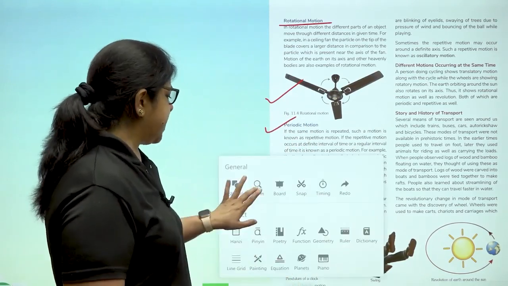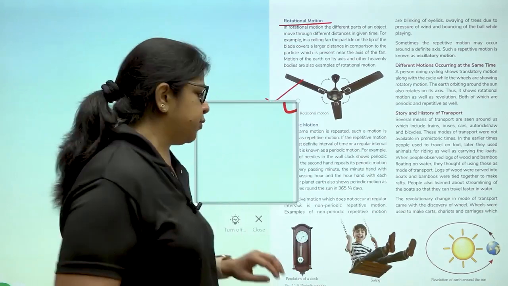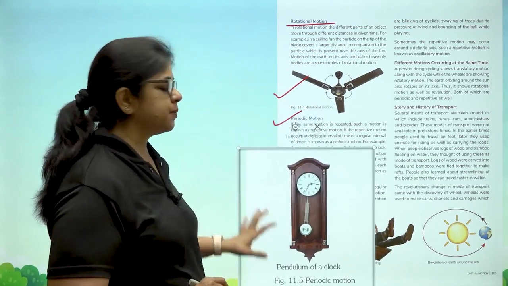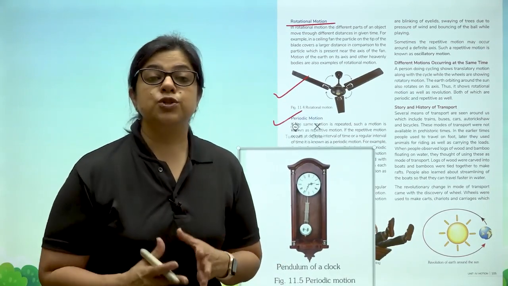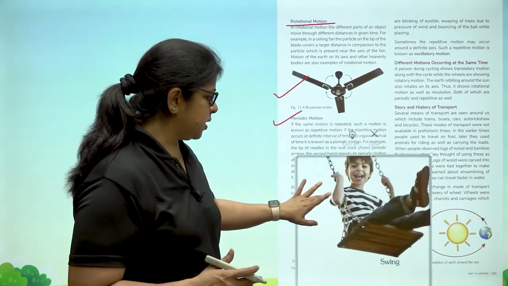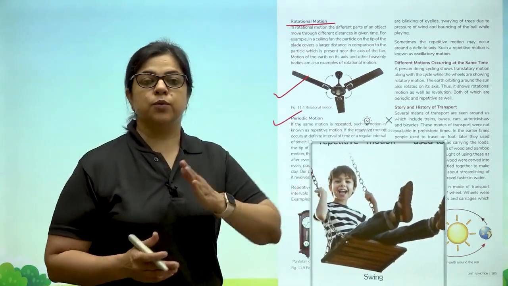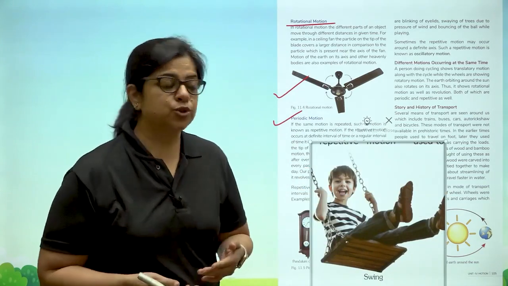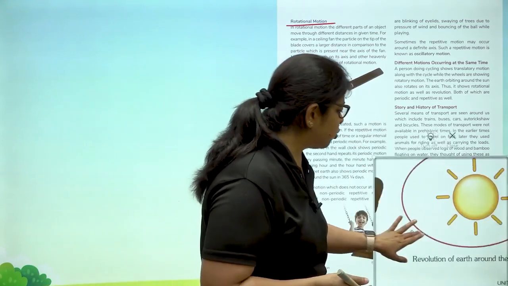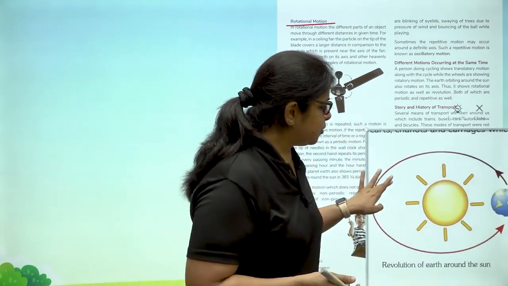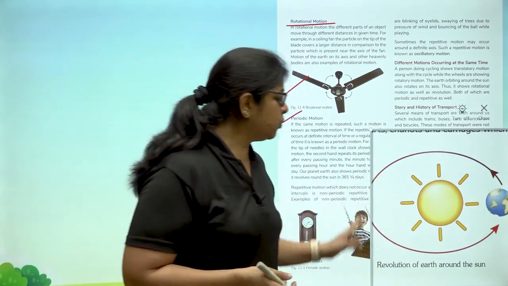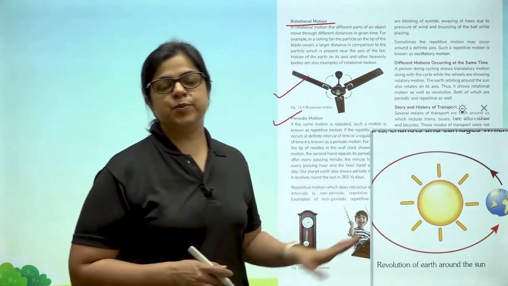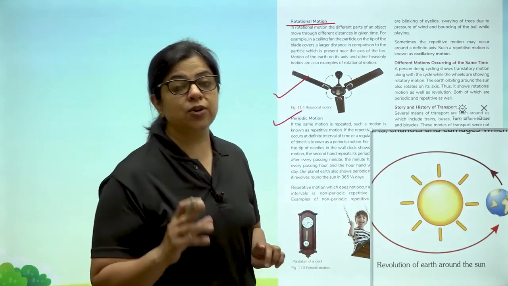Now, let us take the example of the pendulum of a clock. The pendulum of a clock will cover the exact same distance in the exact same time. So, this motion is periodic motion. Even a child on a swing will go to and fro in a period of time. This repetitive motion will be called periodic motion. And the movement of earth around the sun, which is a revolution of the earth that takes place in 365 days, is again periodic motion.